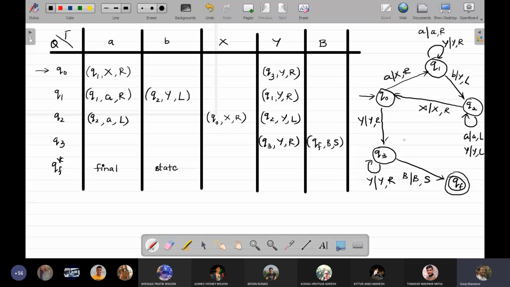See, when you solve more problems for this Turing machine, it will be clear for you. You may find it a little complicated as compared to the previous DFA, NFA, pushdown automata. But once you understand it, you will enjoy solving problems for Turing machine.